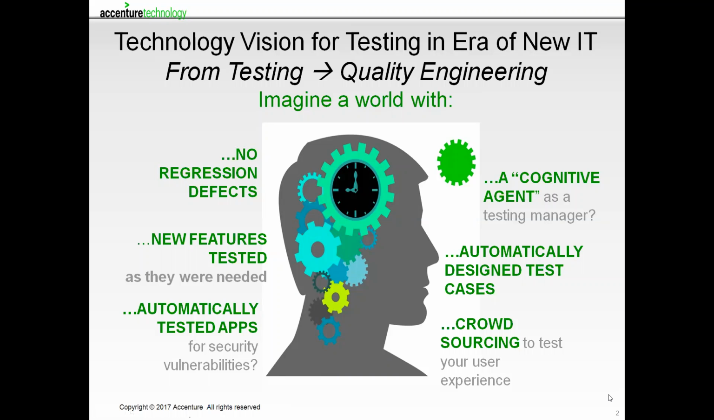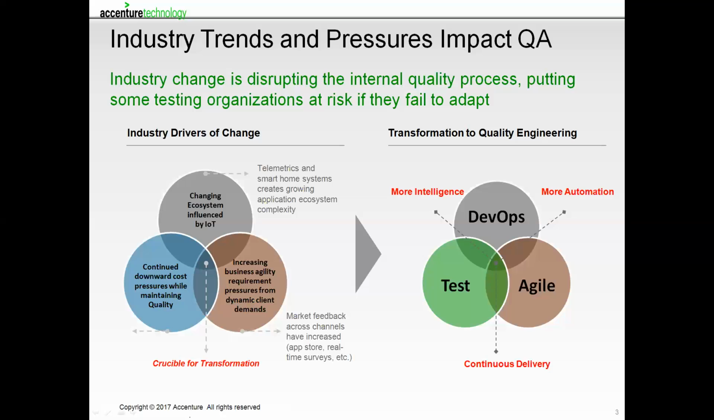This illustrates what I'm talking about. We're talking about the notion of quality engineering, which comes at the intersection of testing, and primarily automated testing, DevOps, which is the operations aspect of development, testing, and operations, and then agile development. The convergence of those skills is what we call quality engineering.